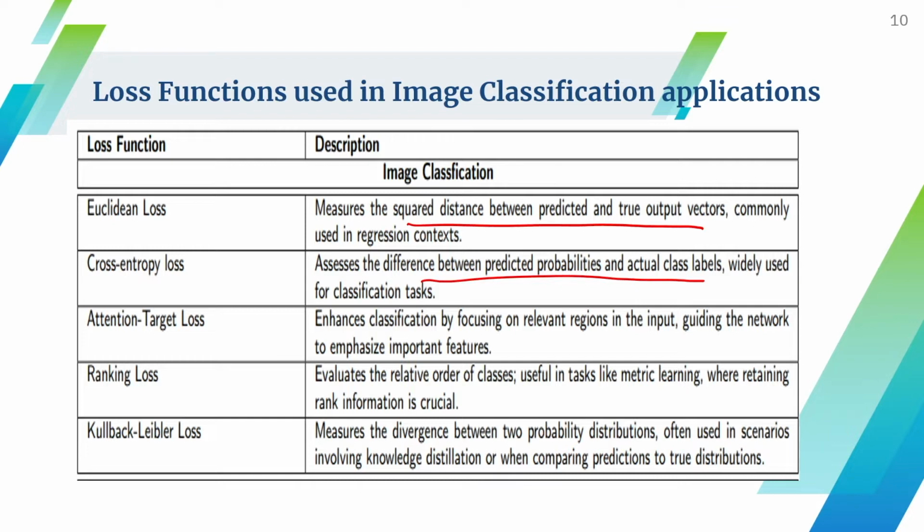Even in image classification problems these methods can be applied. And when we see the attention target loss method, this mainly focuses the classification on relevant regions in the input. They consider only some parts of the input where we want to focus on those things, and it mainly guides the entire network to emphasize the important features. Now, ranking loss methods actually evaluate the relative order of the classes.